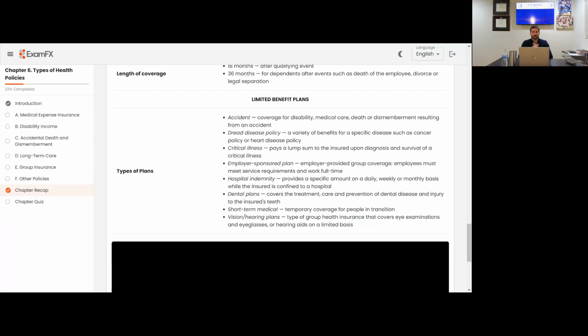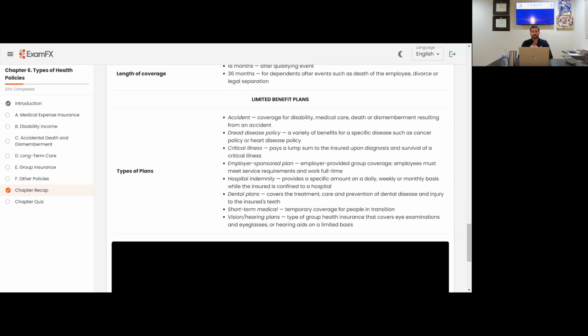Dread disease policy. A variety of benefits for a specific disease, such as a cancer policy or heart disease policy. Guys, you can have a standalone cancer policy. You can have a standalone heart disease policy for that specific situation. Again, a lot of that stuff will be covered through a life insurance policy with the appropriate riders too, or even your health insurance.